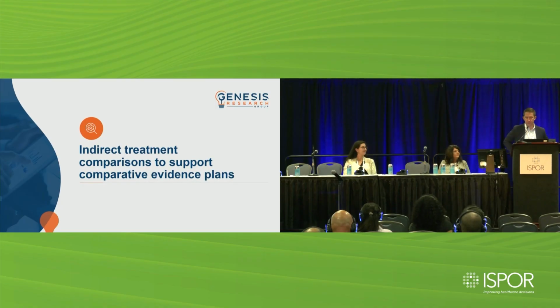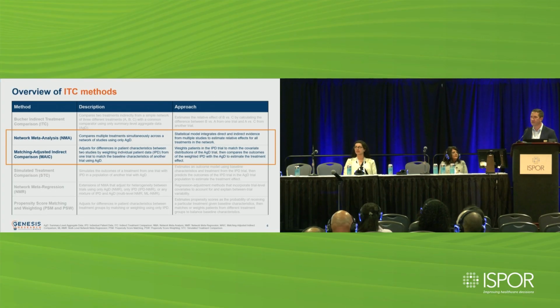So I'm going to introduce you to some of the methods for indirect treatment comparisons that can support your comparative evidence plans. I want to start with just recognizing that there's a broad world of different ITC methods, and we're going to focus in on two of the most commonly used, the network meta-analysis, or NMA, and matching adjusted indirect comparisons, or MAICs. For MAICs, we're going to talk about two different versions, the unanchored and the anchored versions.